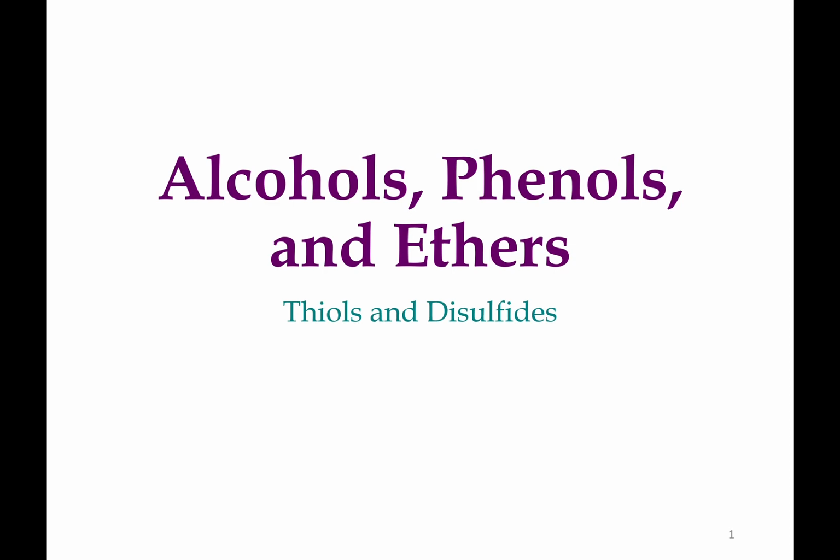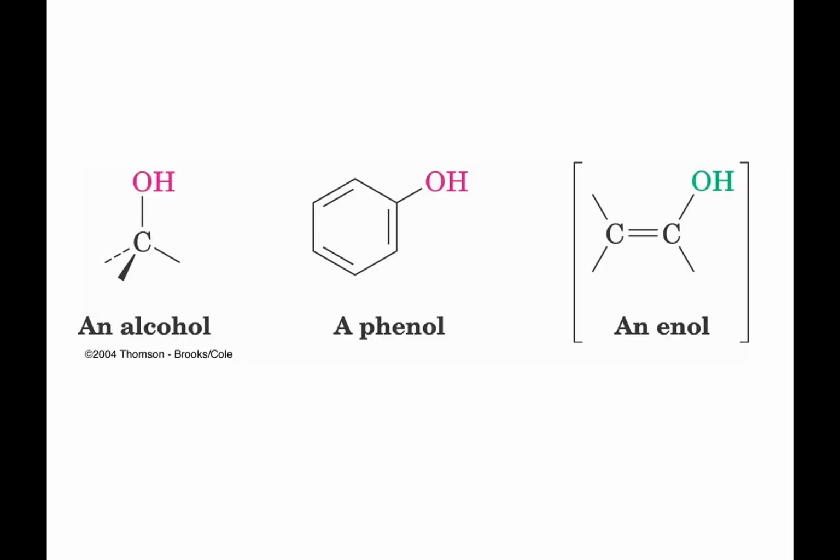Back for another adventure with alcohols, phenols, and ethers, as well as thiols and disulfides towards the end. This is an alcohol. We know that because we learned that in the functional group section in the beginning. This is a phenol. We've talked about this in a chapter of benzene and its derivatives, as well as in the first chapter when we learned about all the different functional groups.